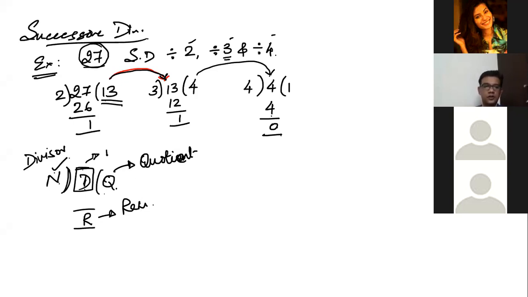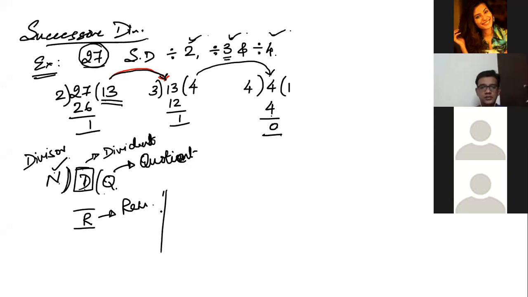So this is your dividend. Now, what happens is when I divide, my quotient becomes the dividend for my next division. And again, after dividing this, the quotient becomes again another dividend for the next division. I keep dividing till I exhaust all my divisors. So 2 got exhausted, 3 got exhausted, and 4 got exhausted.